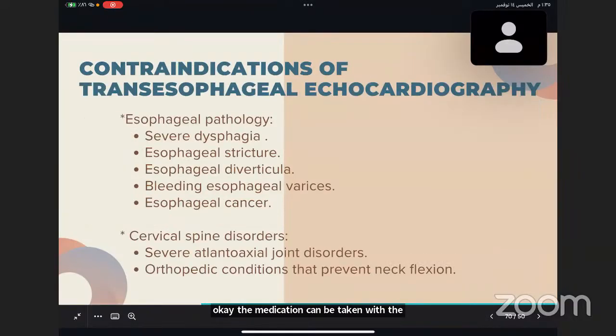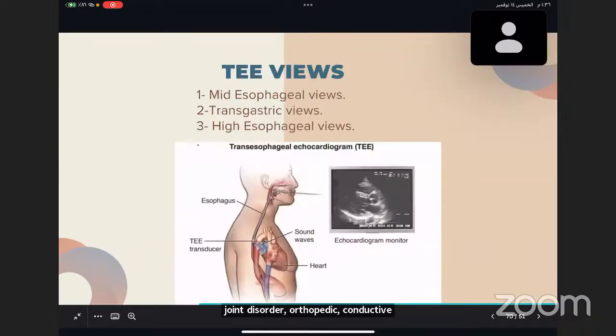Okay, what are the contraindications of a transesophageal echocardiogram? Esophageal pathology or cervical spine disorders. Esophageal pathology like what? Severe dysphagia, esophageal stricture, esophageal diverticula, bleeding esophageal varices, esophageal cancer. Okay, what are the disorders of the cervical spine? Severe atlantoaxial joint disorder, orthopedic conditions that prevent neck flexion.